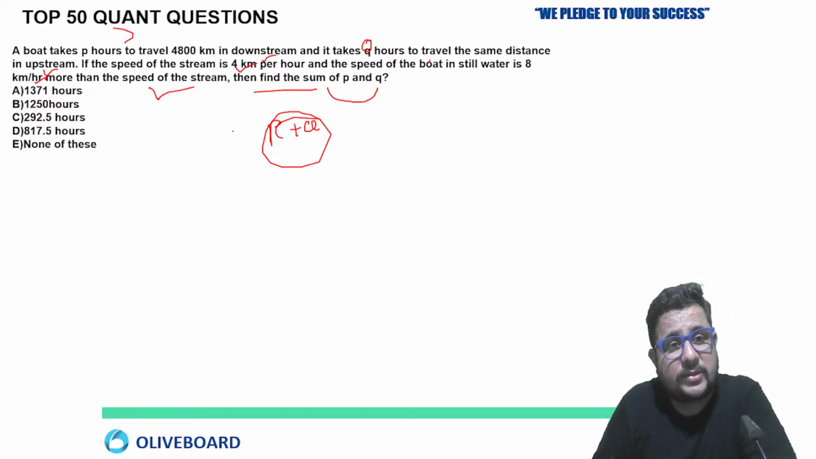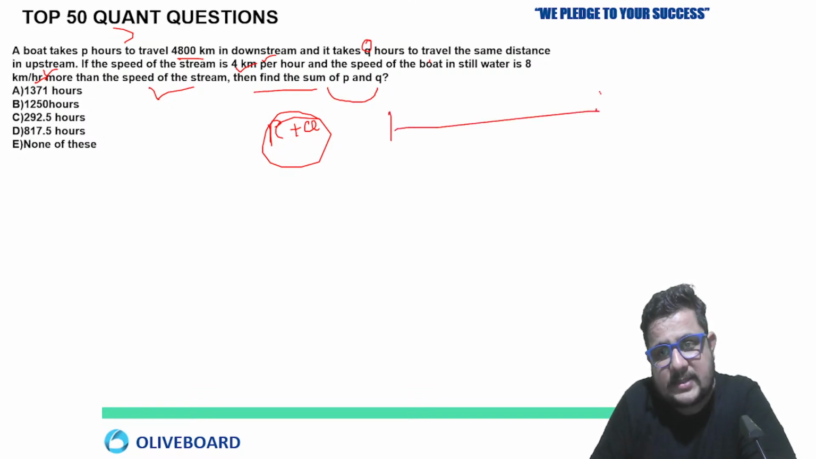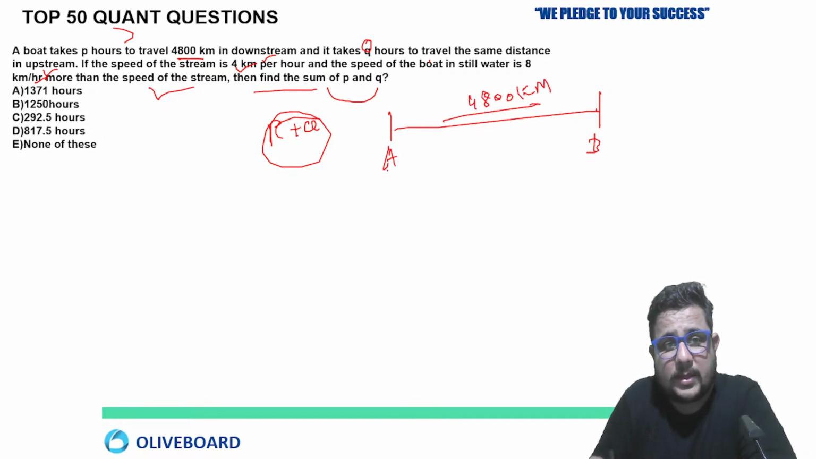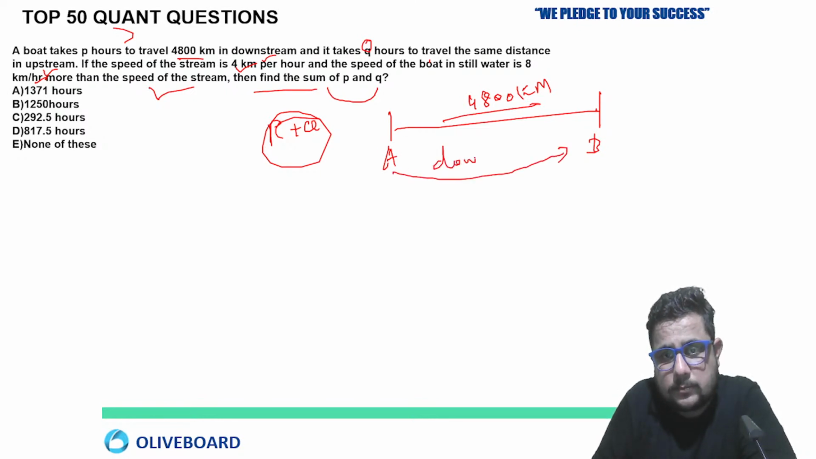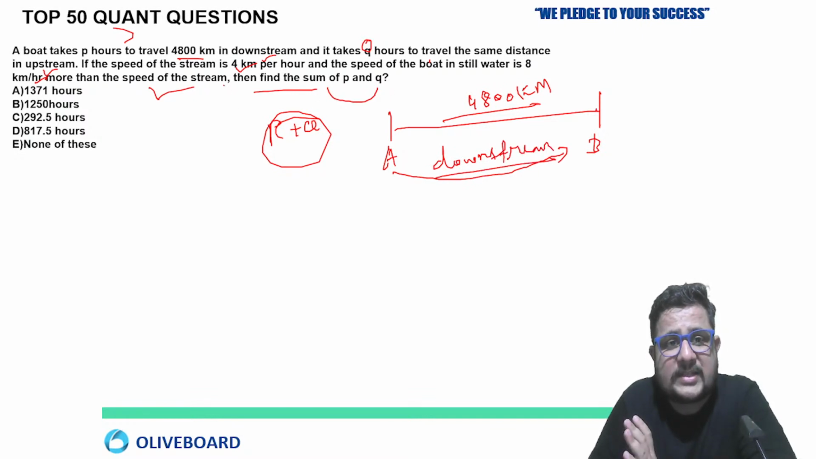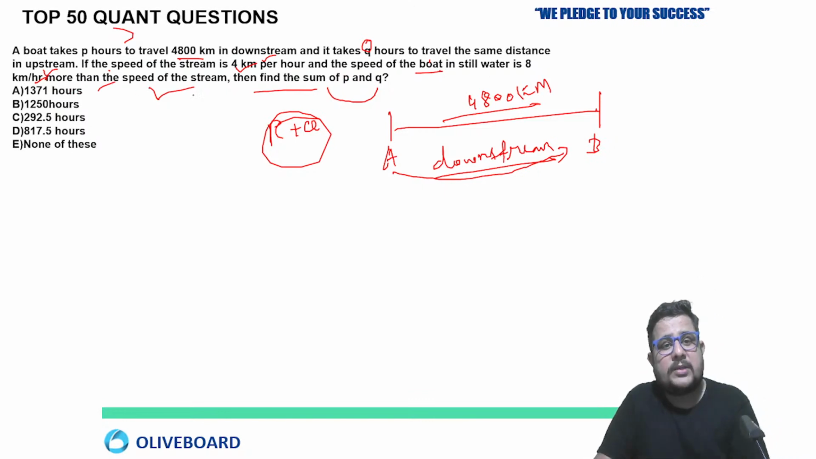The boat takes P hours, so the time is given, to travel 4800 kilometers downstream. So you can say this is the distance of A to B. This is 4800 kilometers. Clear? So in downstream, A to B is downstream. Downstream means with the flow. With the flow, the speed of the boat is going to be what then? The speed of the stream plus the speed of the boat in still water. But what is given here? The speed of the boat in still water is 8 km per hour more than the speed of the stream.